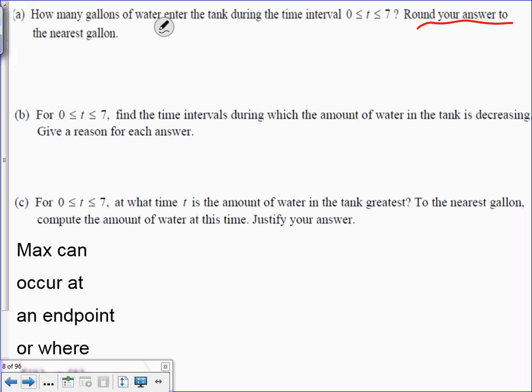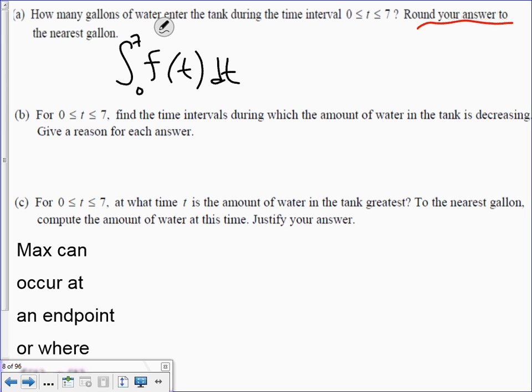How many gallons of water enter the tank from time 0 to time 7? This is one of the few times they ask us to round our answer to the nearest gallon. What would you do to get the total number of gallons that enter from time 0 to time 7? Yes, Kim? Yep, the integral of f of t. And because they've called it this already, that's all you have to write on your paper.